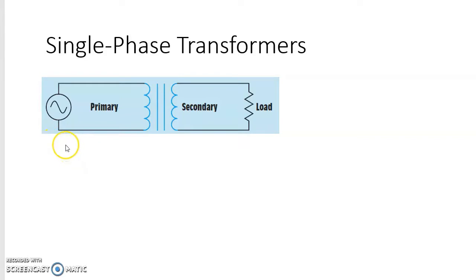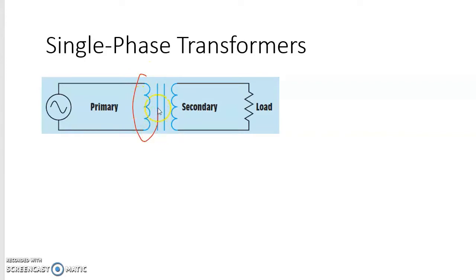Transformers are devices that allow us to change AC voltages from one level to another, or they can be used to isolate one voltage from another. They operate on the principle of mutual inductance. So what we have basically are two coils of wire.